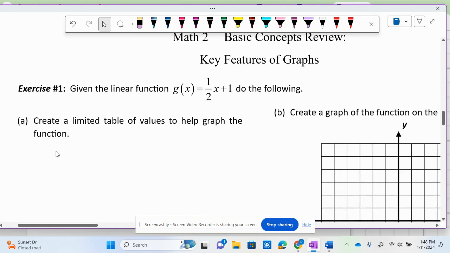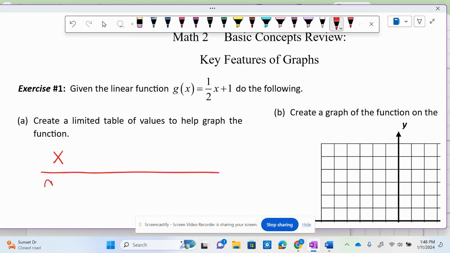Okay, good. All right. So given the linear function, g of x equals 1/2 x plus 1, do the following. Create a table of values. And it says it's a limited table. Like you only need 3 or 4 points, right? So how could you do that? How could you create a table of values that represents this function?